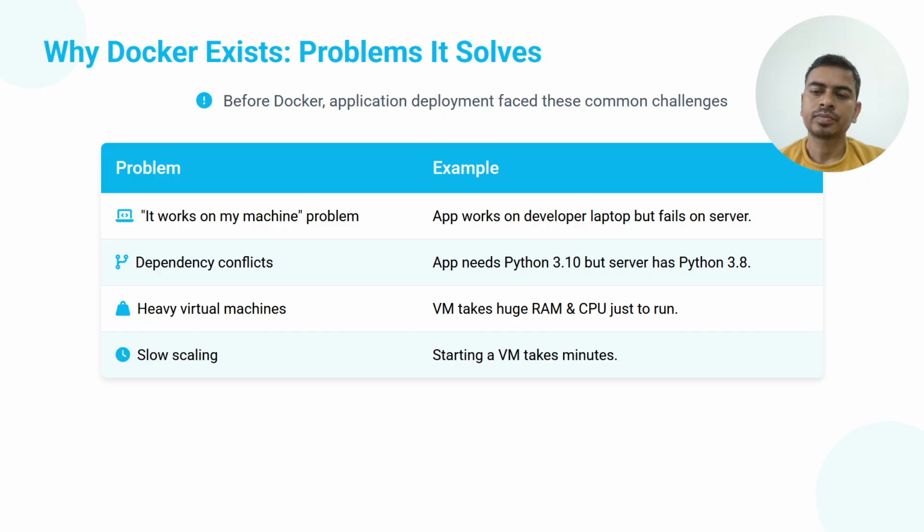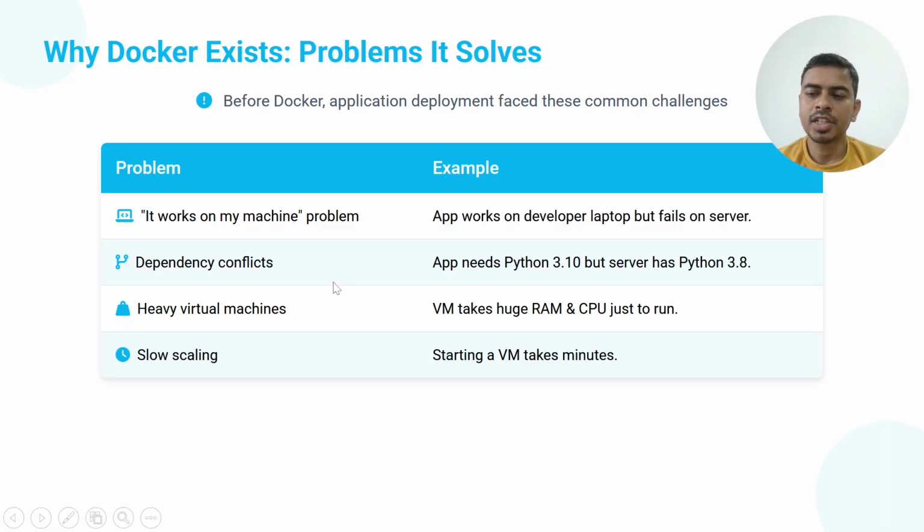So the next question is, why does Docker exist? Earlier, during deployment, developers would say, this application works on my machine, but it is not working on this server. These are the problems we can solve with Docker. The app works on the developer laptop but fails on the server. Sometimes you get this. With Docker, all the libraries and dependencies are included together in the container.